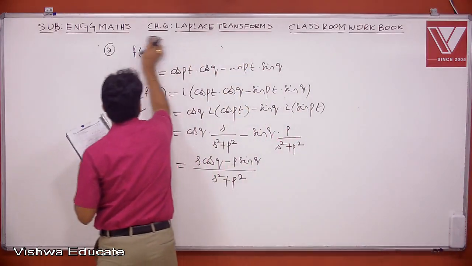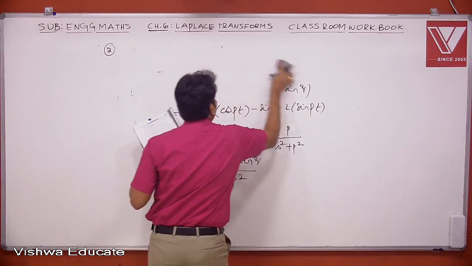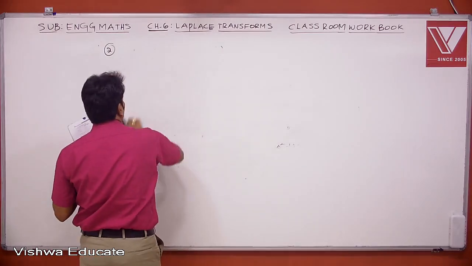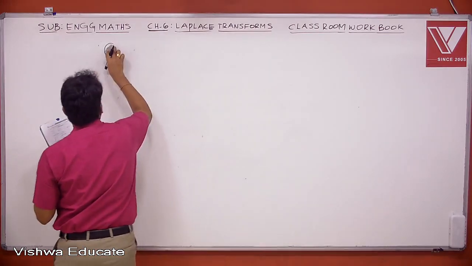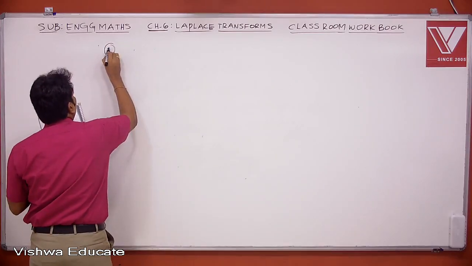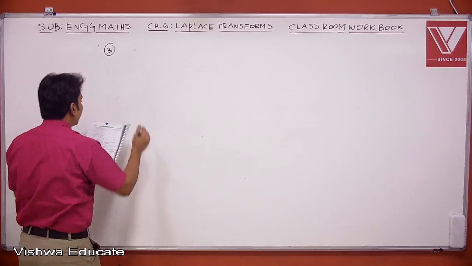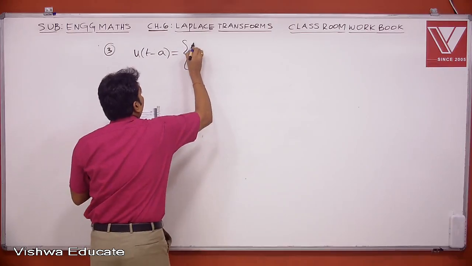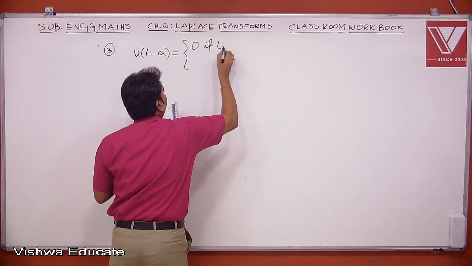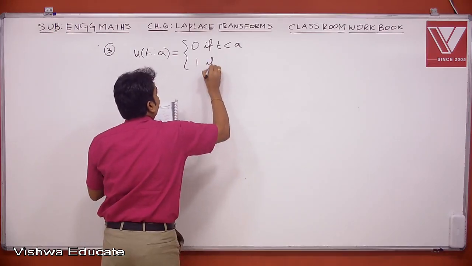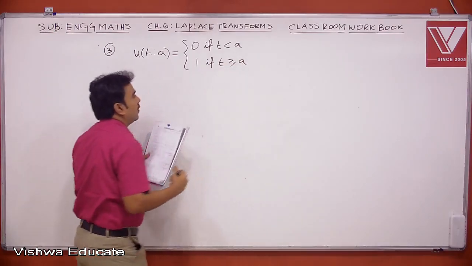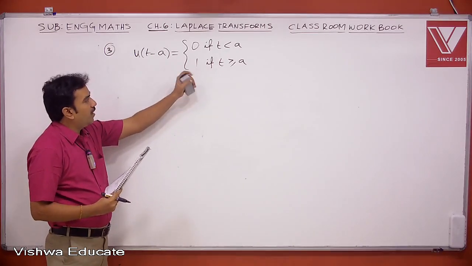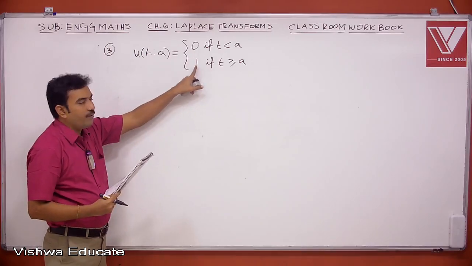Now let us discuss question number 3. A delayed unit step function is defined as u of (t minus a) equal to 0 if t is less than a, and 1 if t is greater than or equal to a. So the function has a split. It is called a split function basically. So before a, the function is 0. From a onwards, the value is 1.